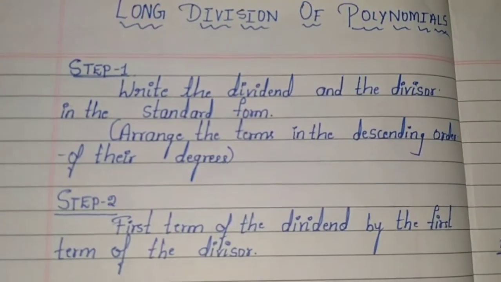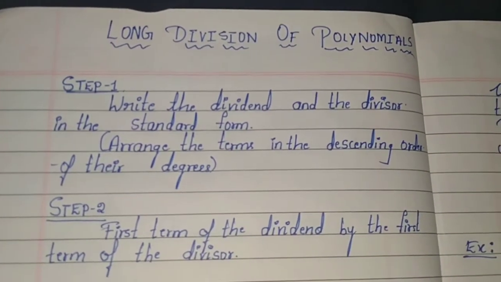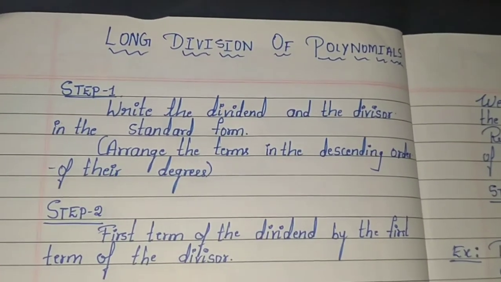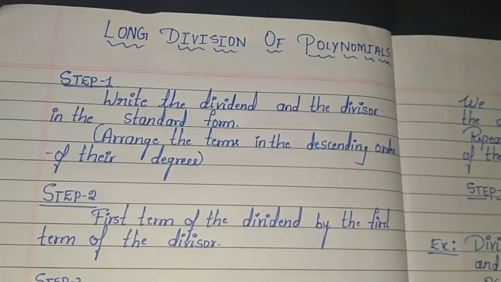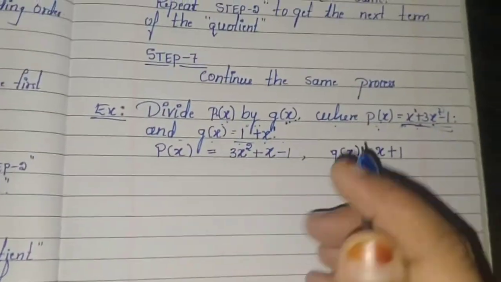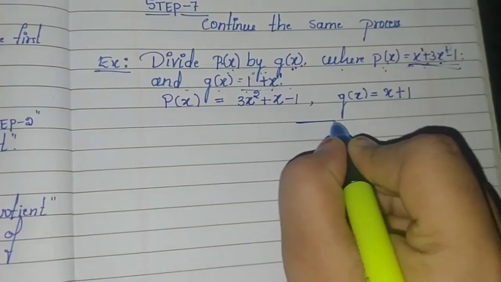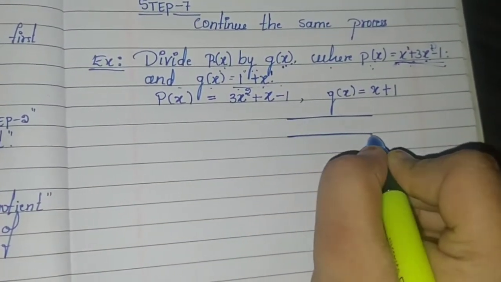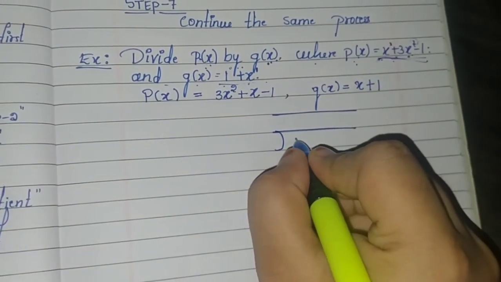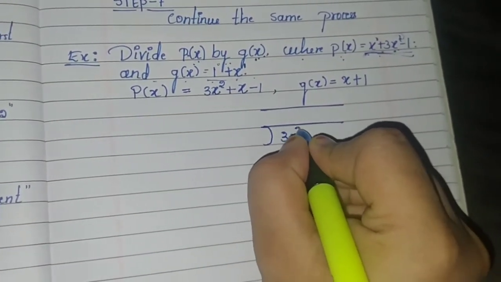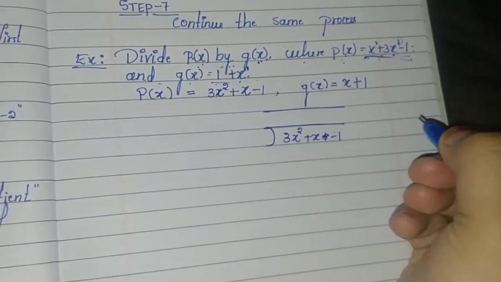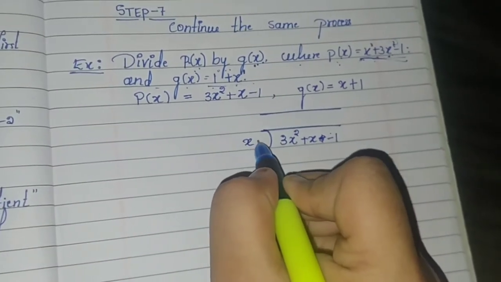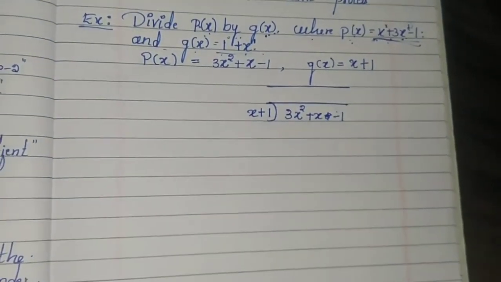So the first step is what? You have to write the dividend and the divisor in the standard form. Standard form means you have to arrange all the terms in the descending order of their degrees. The next step is, just write here the dividend, 3x square plus x minus 1, and the divisor is nothing but x plus 1, isn't it?